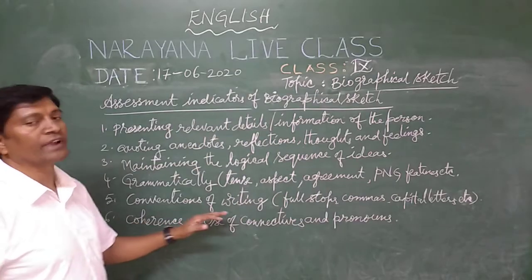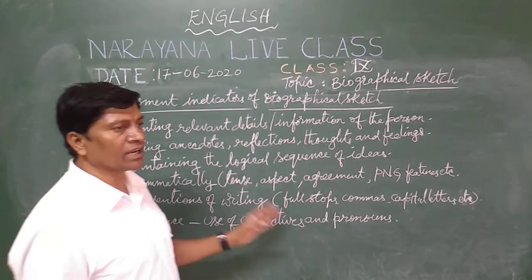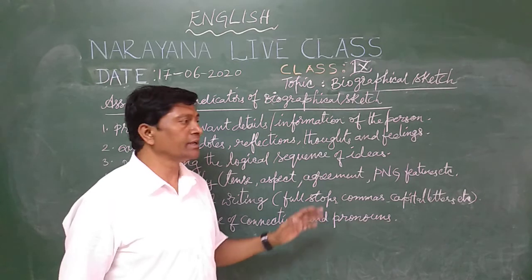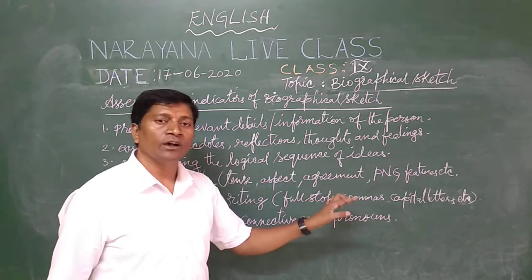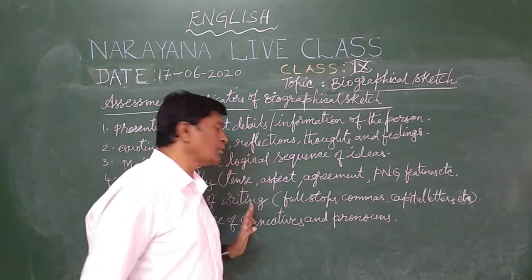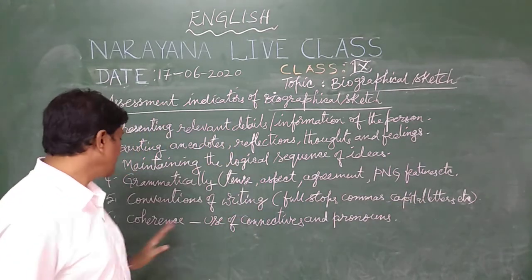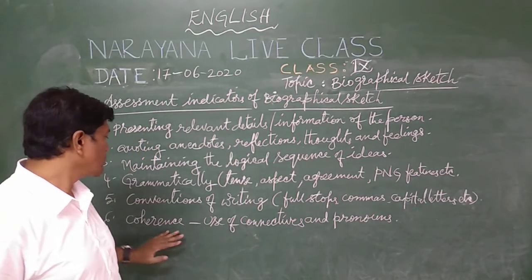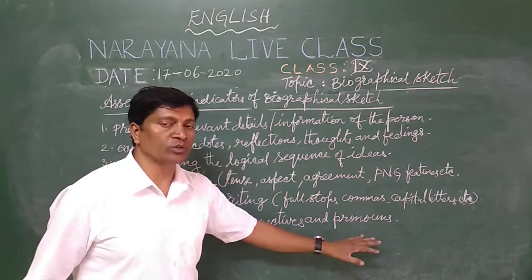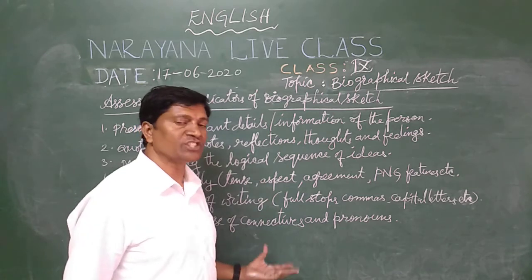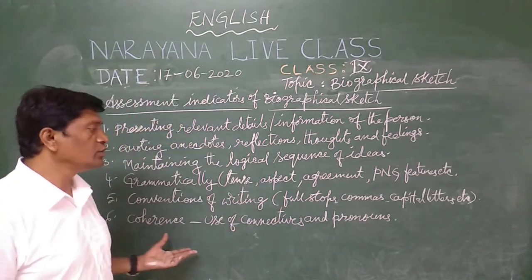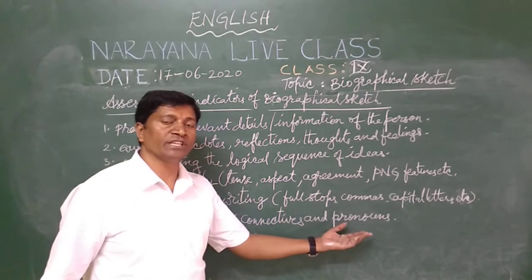Next, conventions of writing. Conventions of writing is here capital letters, where we have to write capital letters after the full stop, and question marks and commas, quotations, inverted commas. All these things will come under conventions of writing. Next, last point is coherence. Coherence is nothing but use of connectives and pronouns, conjunctions like and, but, yet, so. All these things we have to use, and pronouns also we have to use in a proper way.